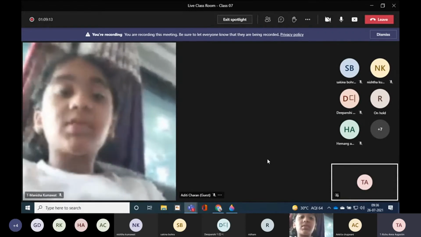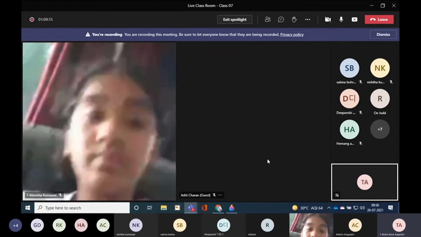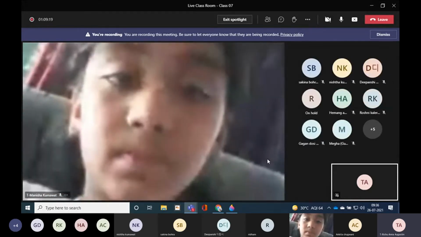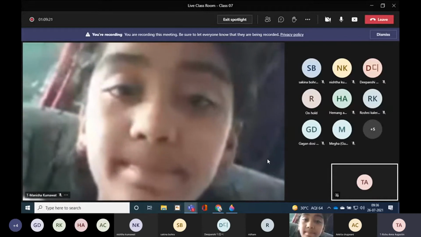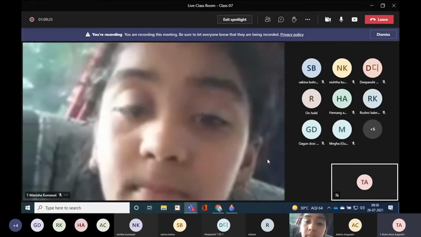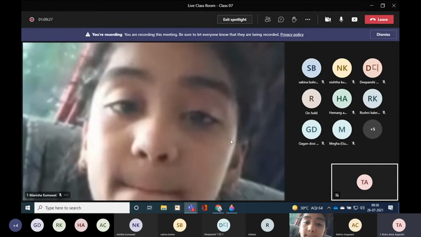We can move our hands, right? We can rotate our hands when we do exercise, when we do PT. We can move our hands, we can rotate our legs also. So this rotation movement comes with the help of what? A ligament.